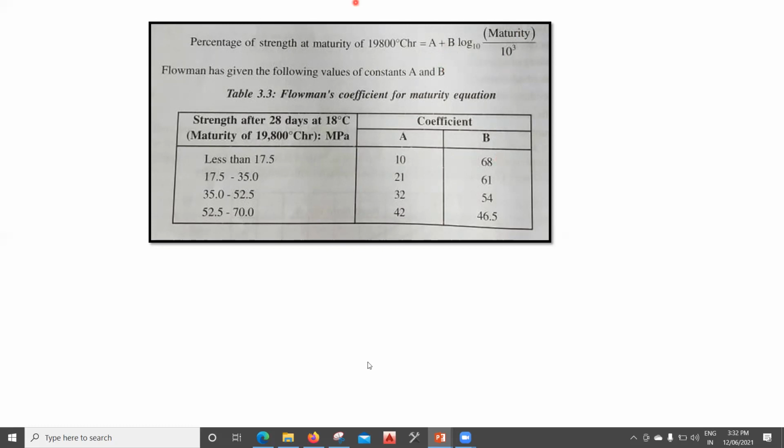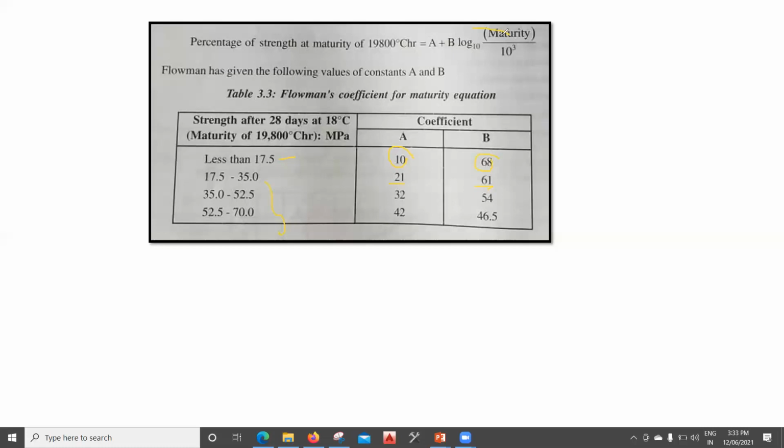So how do you understand this chart? It's very simple. If your grade of concrete is less than 17.5, then I have to take the coefficient A as 10 and the coefficient B as 68, right? And if my grade is between 17.5 and 35, then I have to take A as 21 and B as 61. Similarly, based on the different grades, these A and B have been worked out. Once you get this, you have to substitute the corresponding A and B values in this particular equation. So maturity will be given.